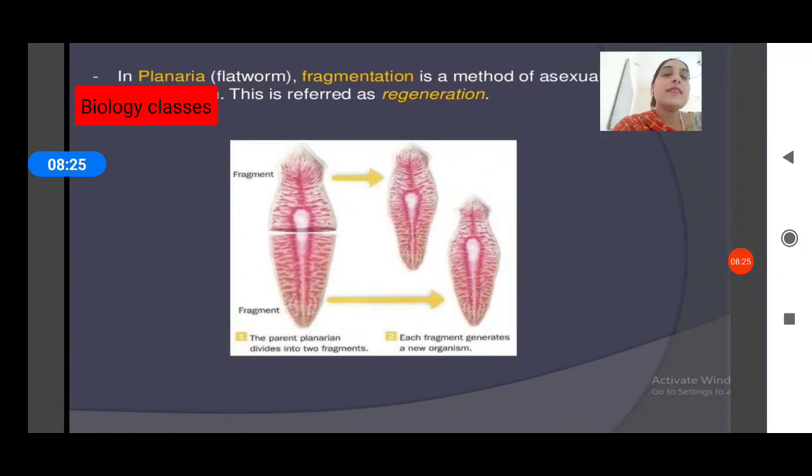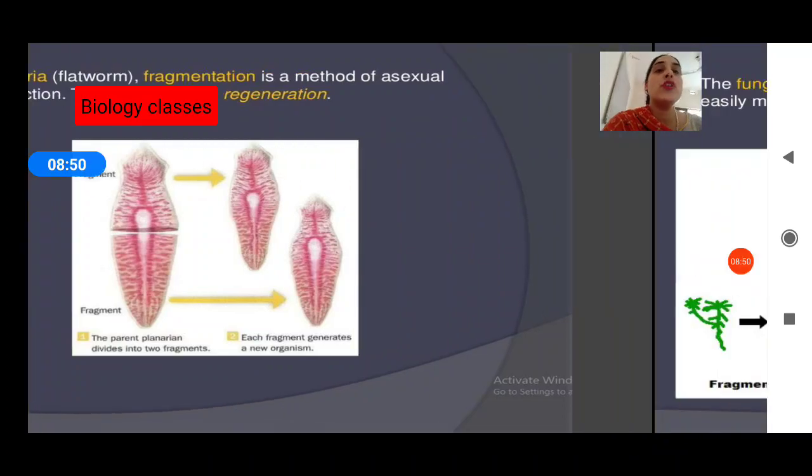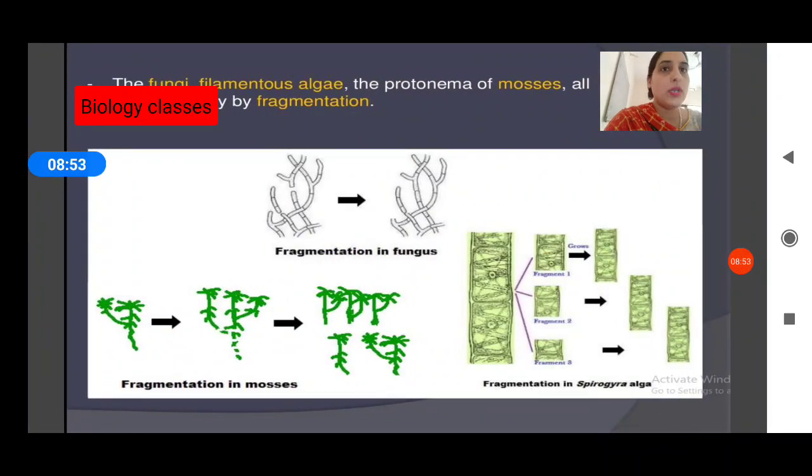Now, in the next slide, you see the fragmentation method, which is also a part of asexual reproduction, and it is also called regeneration. You see in the diagram, the parent planaria is divided into two or more fragments, and each fragment is able to give rise to a new planaria. This is called regeneration, and it is another method of asexual reproduction. Another method you have learnt in 10th class is fragmentation.